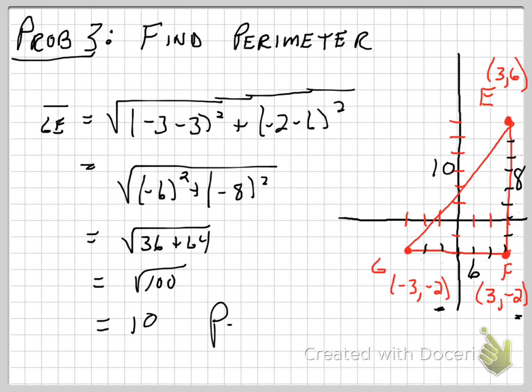So again, to find the perimeter, just take and add up your sides. 10 plus 8 plus 6. So 10 plus 8 plus 6 is going to be 24.